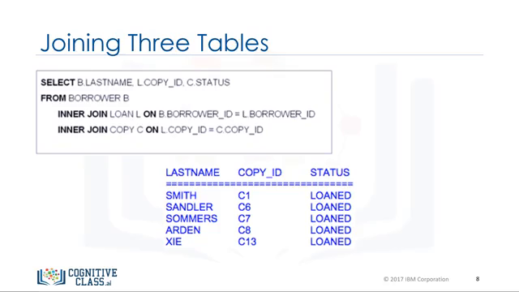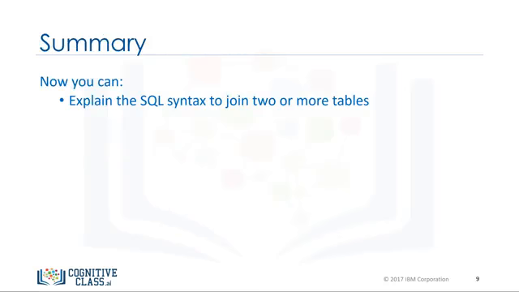If you wanted to add more tables, you simply add new joins to the SQL statement. Now you can explain the SQL syntax to join two or more tables and interpret the result set.